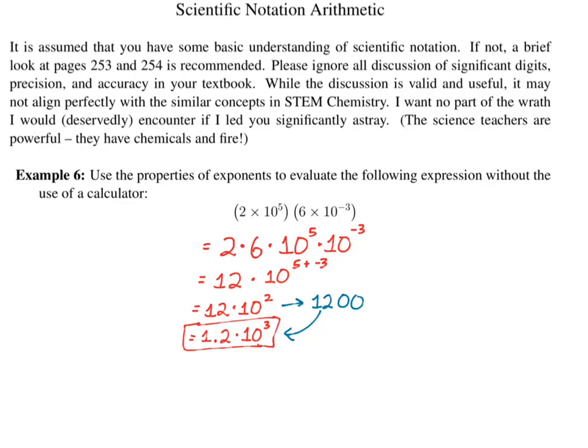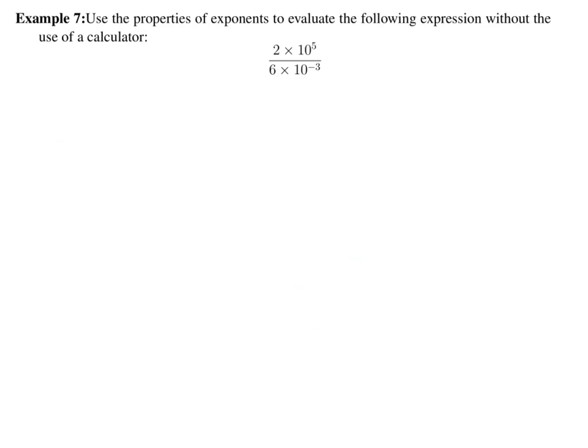Okay, next one, but this one's about dividing. So here we're talking about some dividing. So let's see, here we got a 2, 6, so that's 0.33 bar. 10 to the 5th over 10 to the negative 3rd, that would be a minus -3 because you're dividing, so you subtract the exponents. All right, and then we got 0.33 bar. Oops, I forgot to write the bar. Sorry. That's times 10 to the 8th.